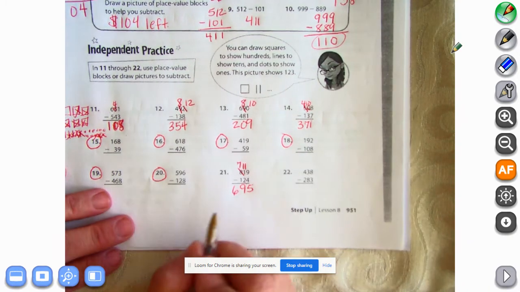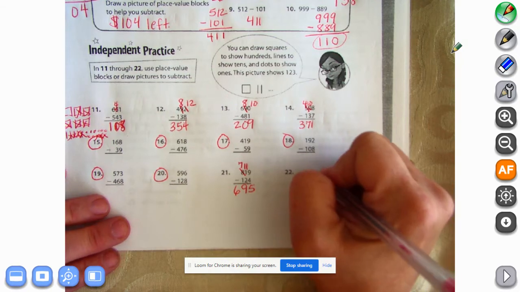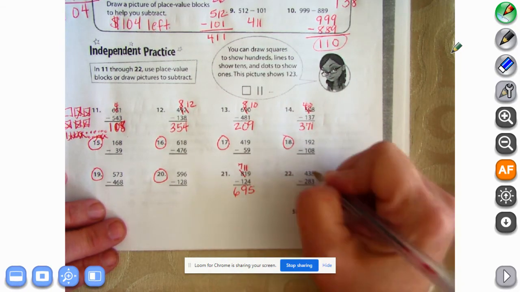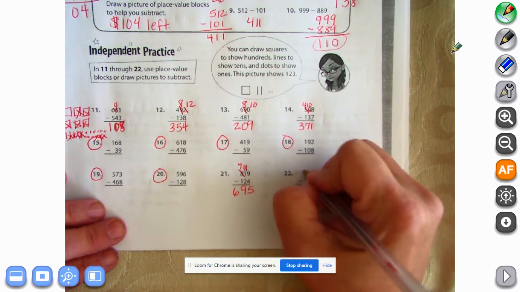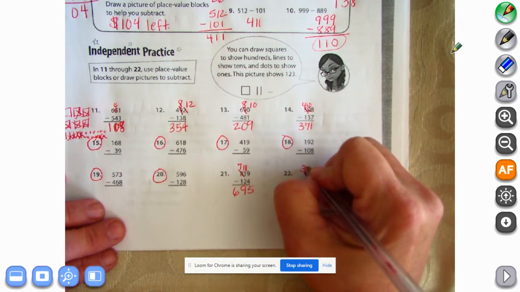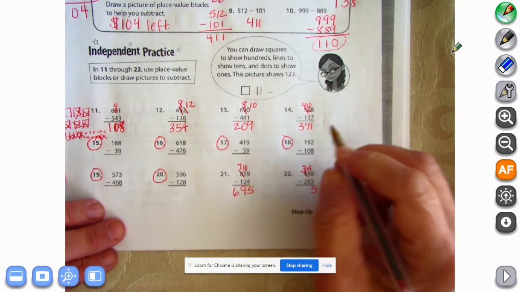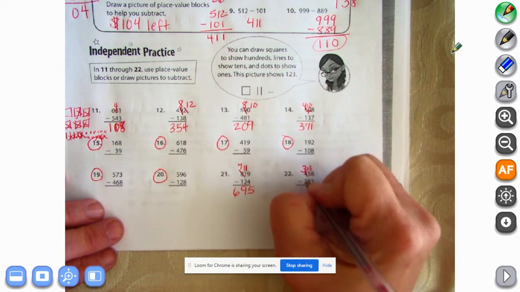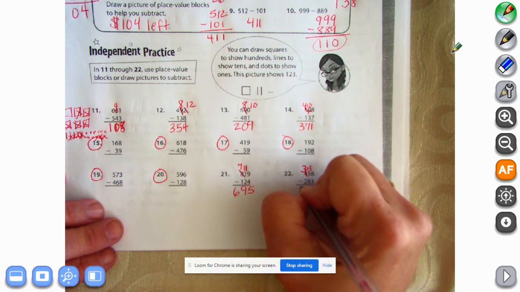I know it's kind of hard when these numbers are close together. 8 minus 3 is 5. 3 minus 8 I can't do, so we're going to borrow 100 and break that up so that I have 13 tens. 13 minus 8 is 5, and 3 minus 2 is 1.